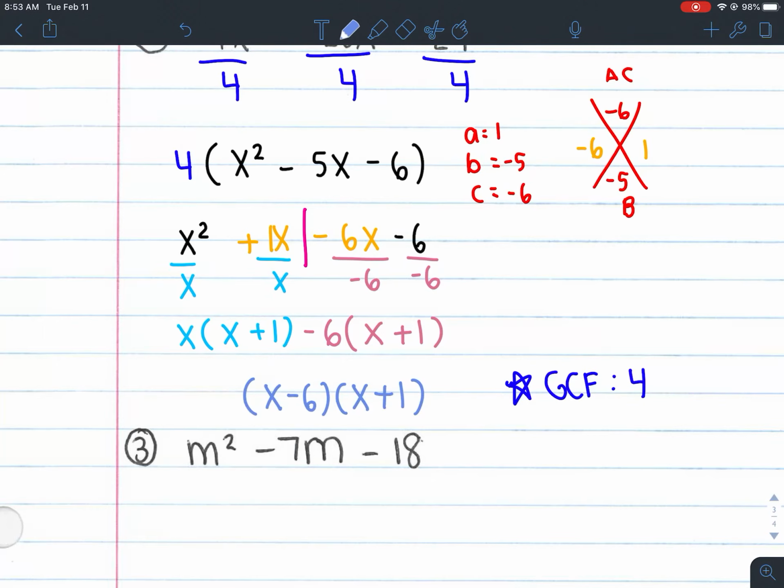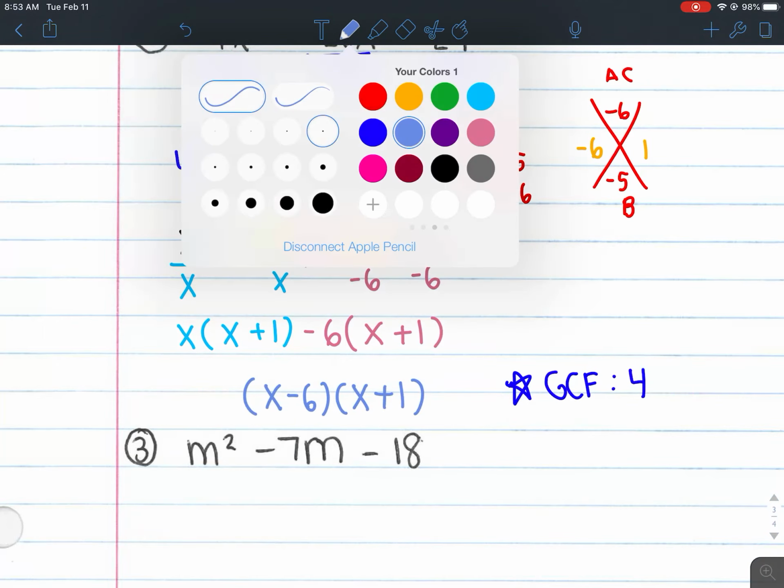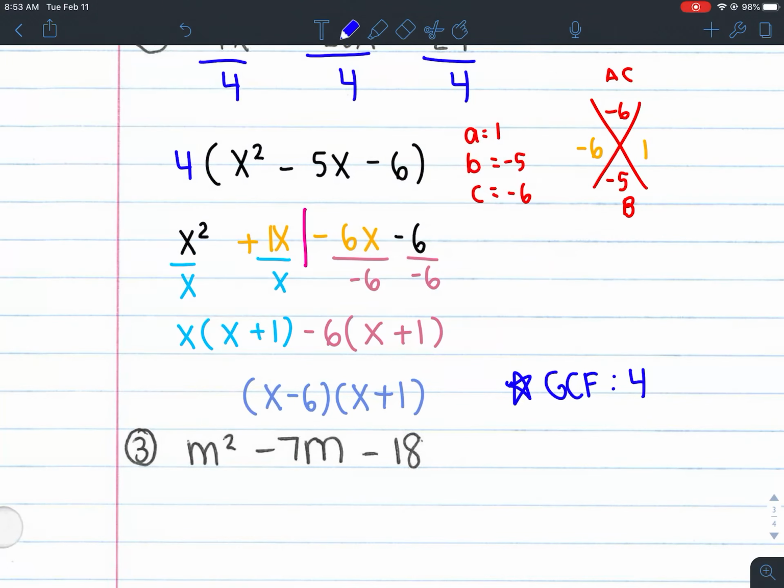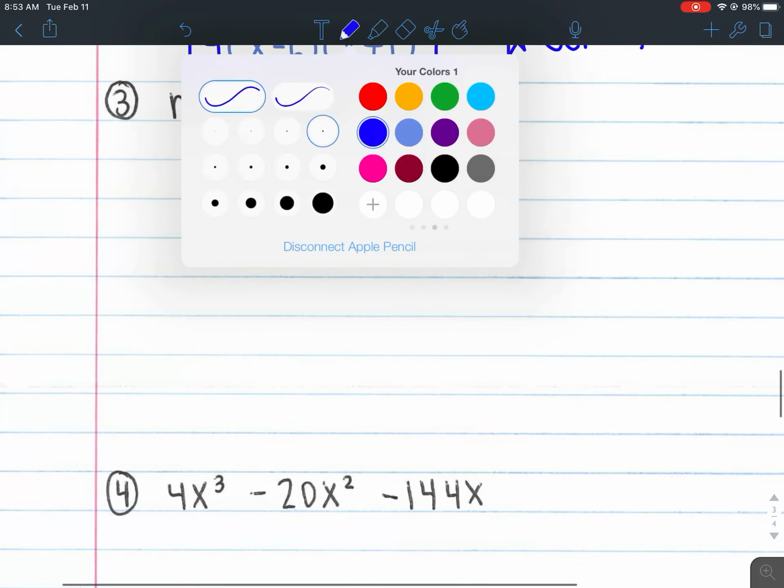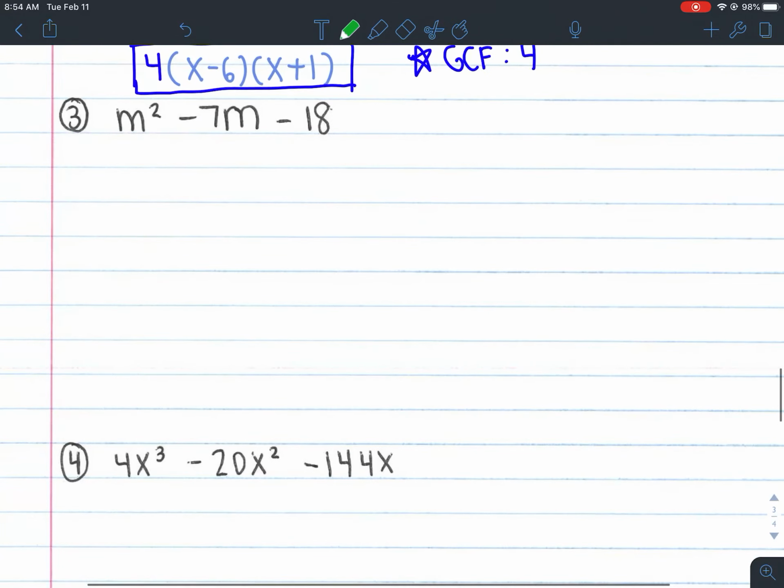But is this my answer? No, because if I were to double distribute this, I'd be missing something, right? I factored out a 4 at the very beginning, so we want to make sure that we don't forget that we factored that out. Because this is factoring. We're undoing literally everything. And the first thing we undid was the 4, so we don't want to forget that we undid that first. All right, so starting off with number 3, we have m squared minus 7m minus 18.